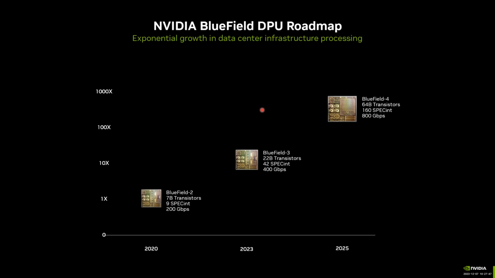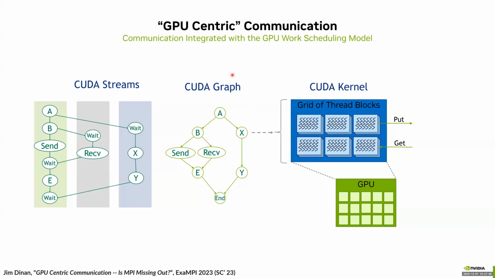On another side of the story, there is another trend, which is GPU-centric communications, where the GPU is the one initiating or triggering the communication that then happens through the NIC. I borrowed this slide from Jim's presentation at the XMPI keynote, where the question is basically, is MPI missing out in the context of GPU-centric communications?